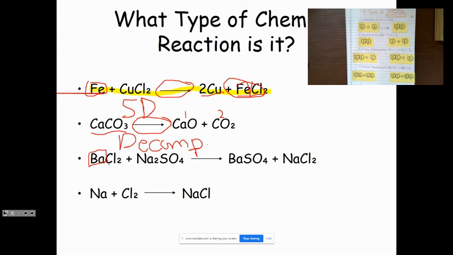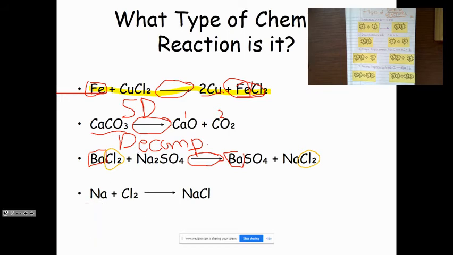On to our third one. Now this one looks scary. We have lots of elements, lots of numbers, but we're going to break it down. I want you to look at one element and separate them out. So we have Ba here, and it's paired up with the Cl2. Now, after the reaction, let's see what it pairs up with. After the reaction, it's paired up with SO4. So we have different partners here.